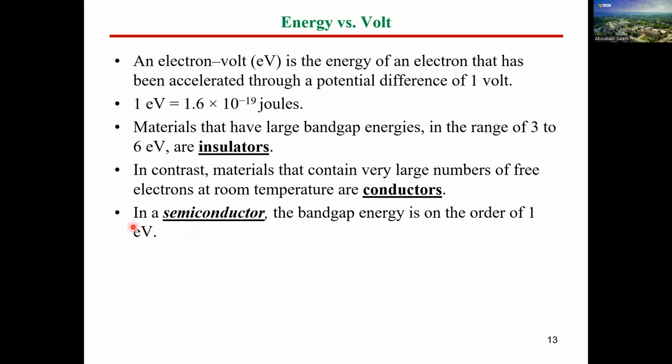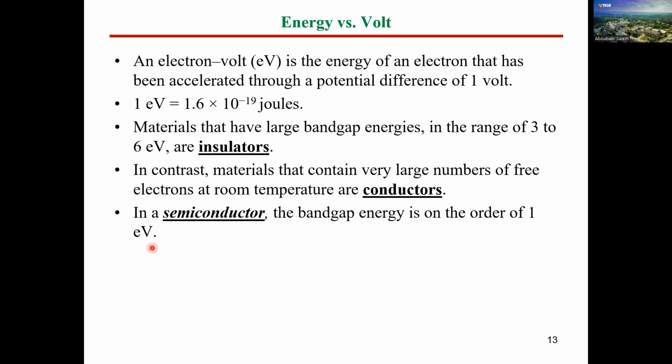And for a semiconductor material, the band gap energy is in the order of 1 electron volt. So it could be less than 1, around 1, 1.1, something like that. So the range around 1 is called the semiconductor, or the energy needed for a semiconductor is around 1 electron volt. Okay, guys, 1 electron volt.